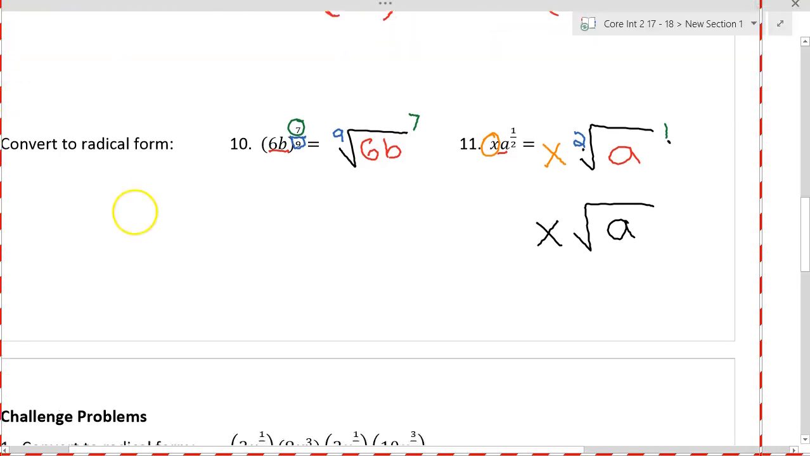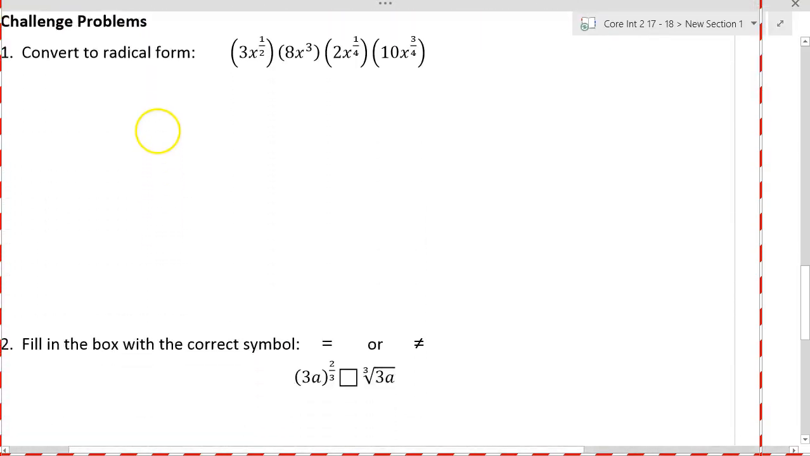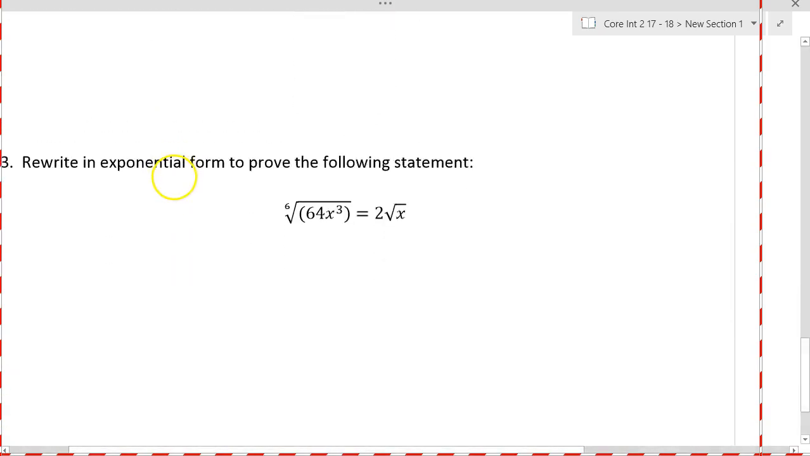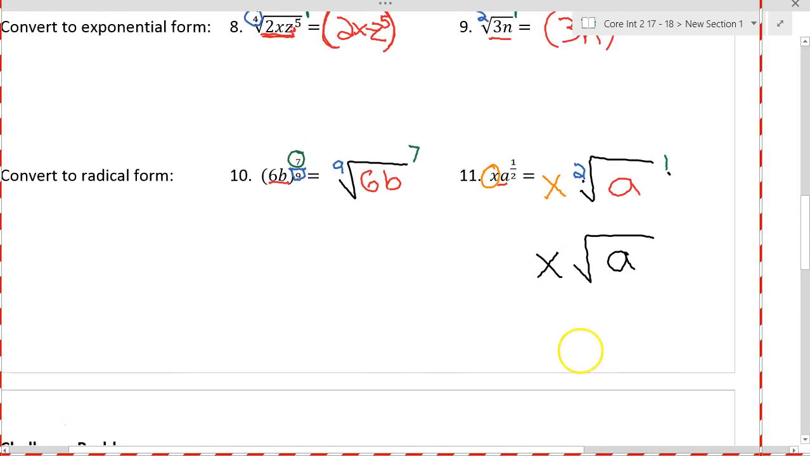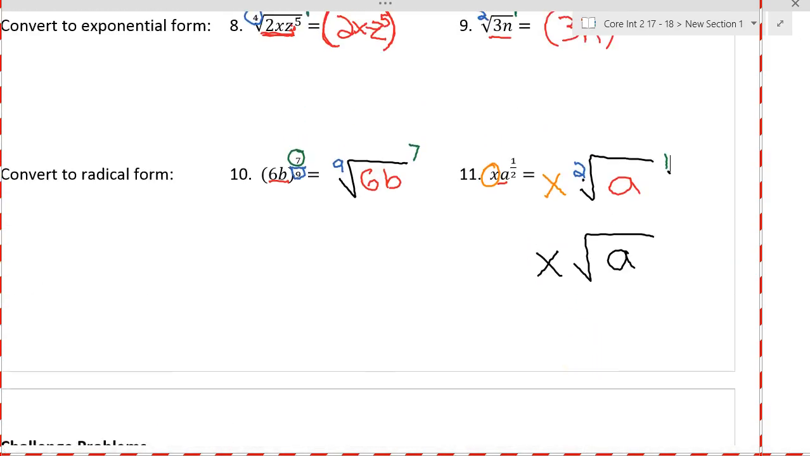All right, feel free to try the challenge problems if you would like, but you do not need to. Okay? That is it. Make sure you are ready for your quiz, and then ask your teacher to give you that. See you guys next time.